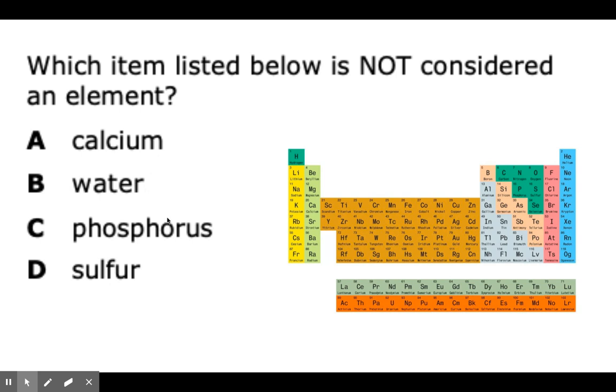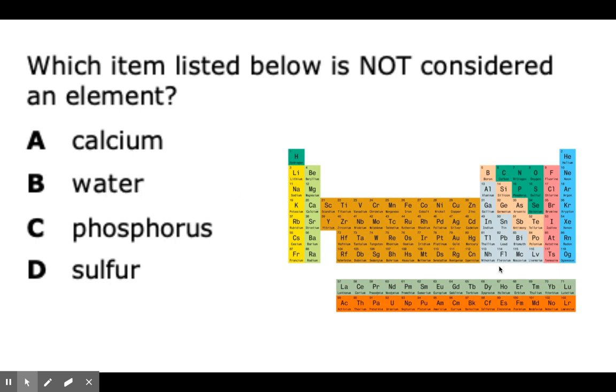Calcium, water, phosphorus, and sulfur. You might already know from paying attention in class that water is made of hydrogen and oxygen. It's a compound. So you would already know that water is correct without having to search everywhere. But if you did search everywhere, you could see calcium and you could circle it, say that's not right.